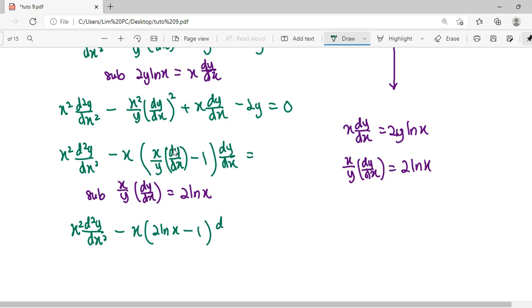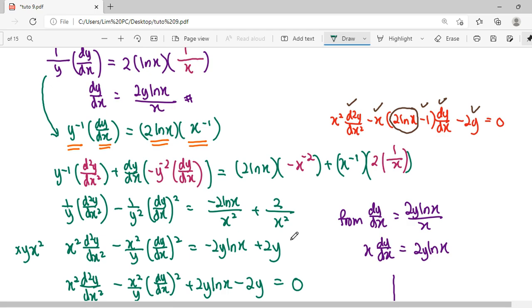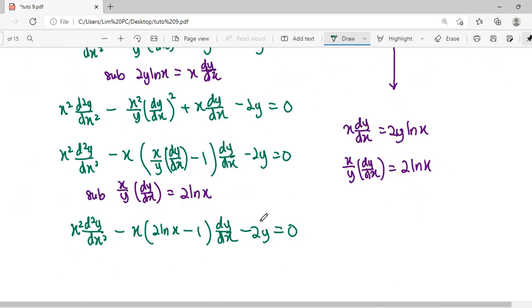Equals to, oh yeah, I haven't finished, minus 2y equals to 0. So finally this is the part that we need to show. So is it the same? Yes. Double confirm. Yes. Minus, minus. So shown.